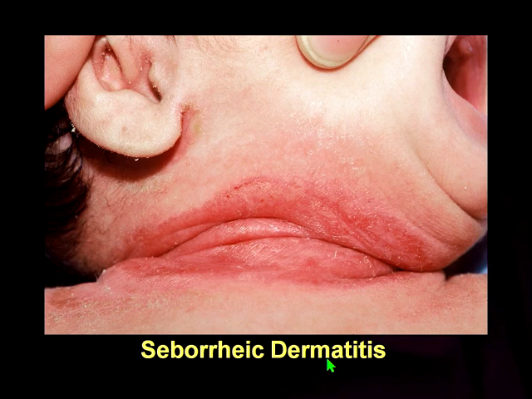This is another example. Again, the flexural skin folds, you can see the involvement around the ear, which is very common. You see it circumferentially around the neck. This is often very red. It can be very macerated. And the main thing you want to worry about with this is that it can become secondarily infected.